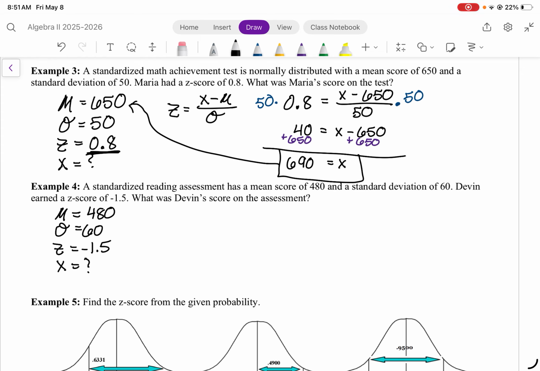So try this one on your own and then hit play again so you can check to make sure you solved it correctly.